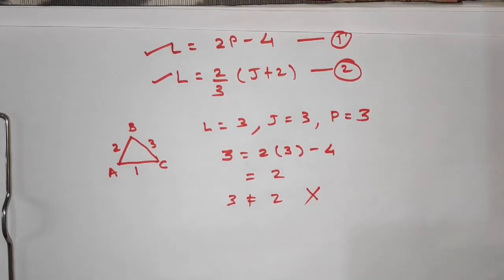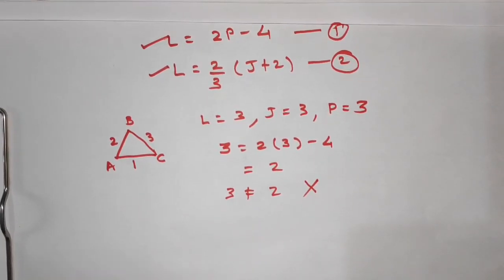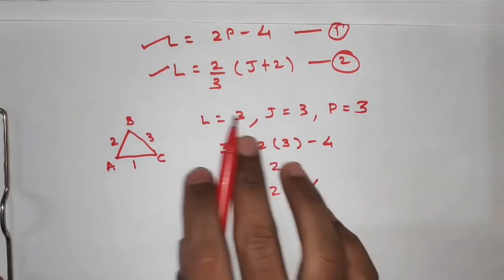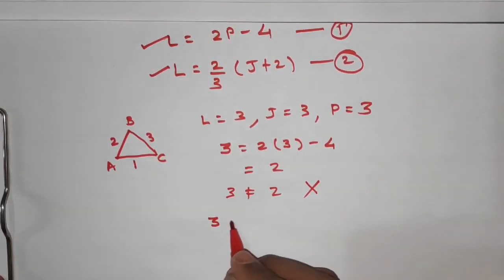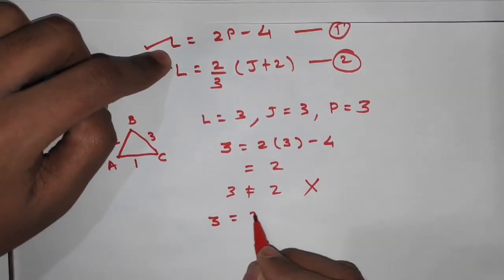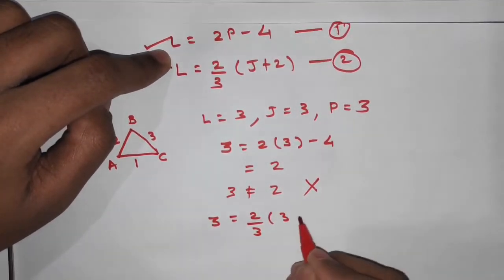Now let us check whether this satisfies the second equation or not. Again we'll substitute these values. LHS will be 3 in equation number 2, then 2 by 3 times J, where J is 3, plus 2.